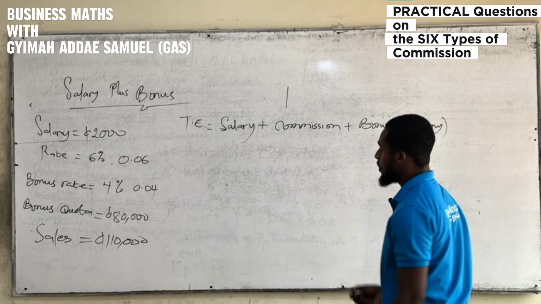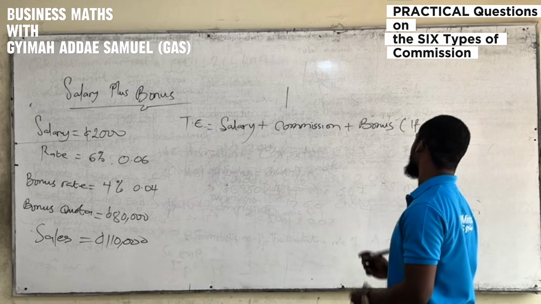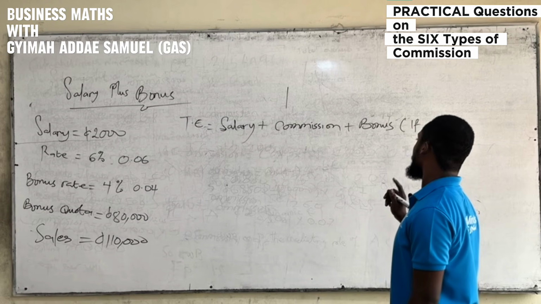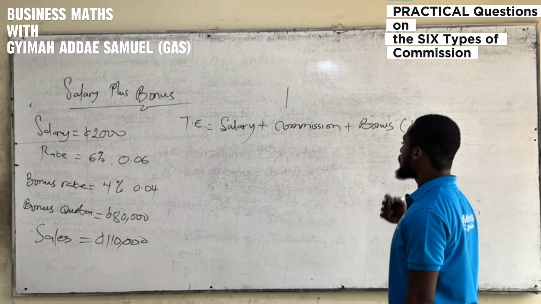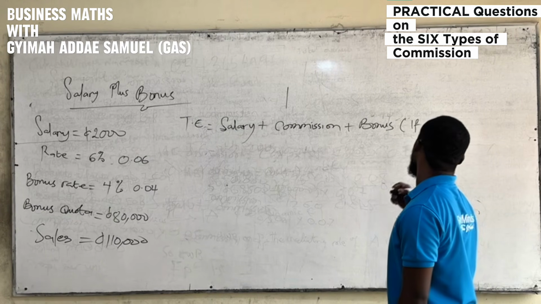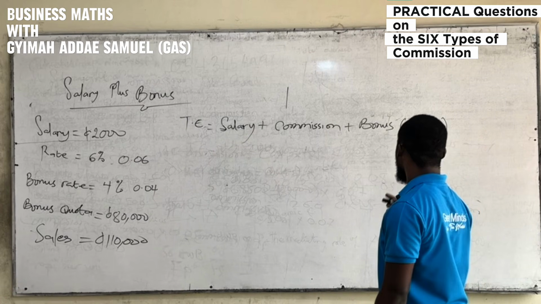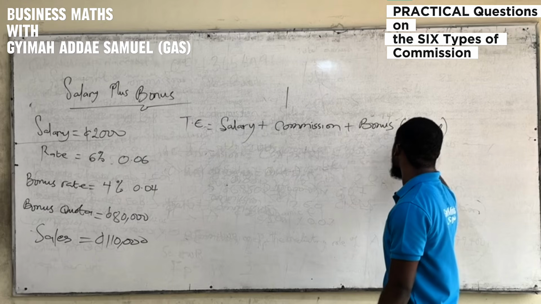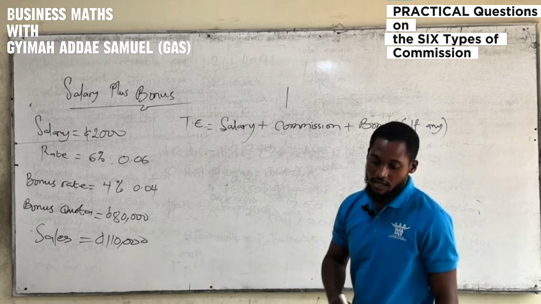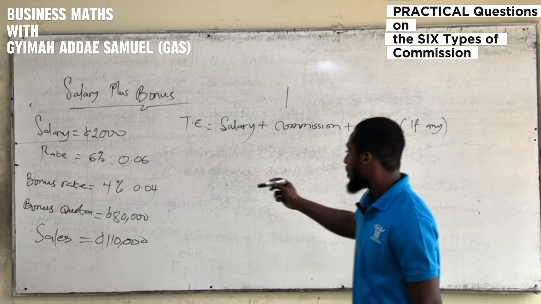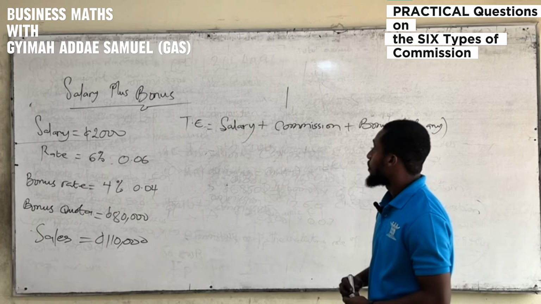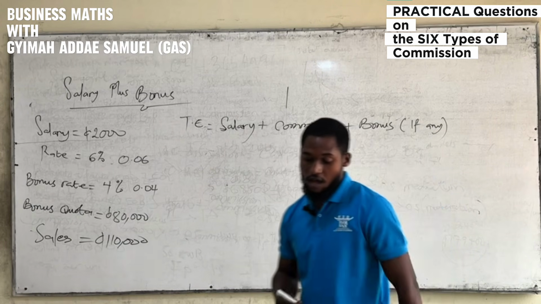So with this formula, it becomes salary plus commission plus bonus, if any. You can get a question asking you to compute the total earning, but bonus won't be required. And there can also be a question where bonus will be required. So that's why you have to place "if any" there. So now we have our apparatus here, and we would have to first get our commission.